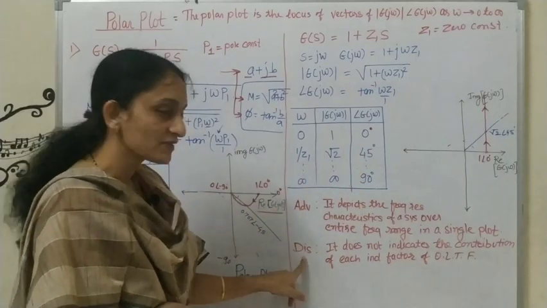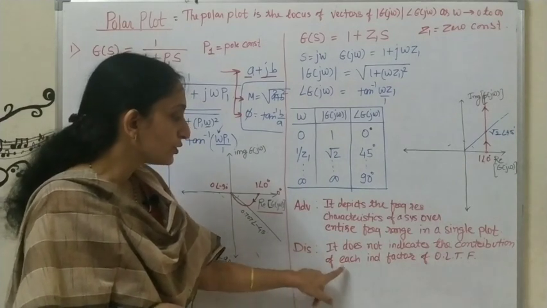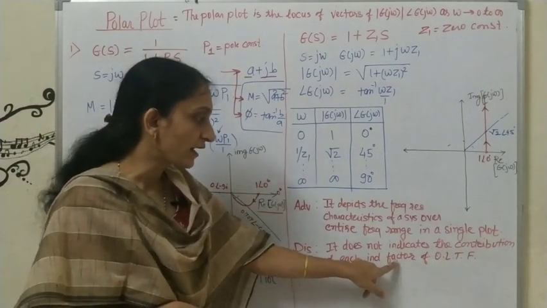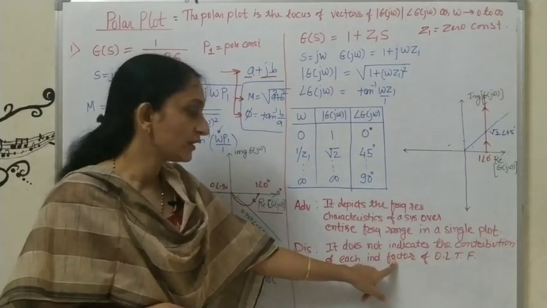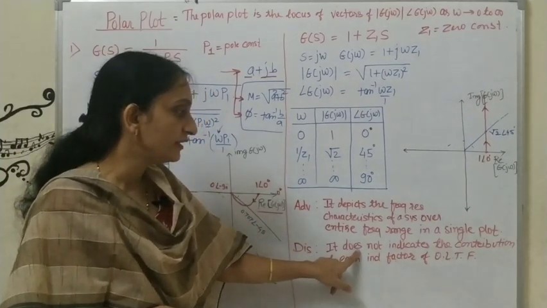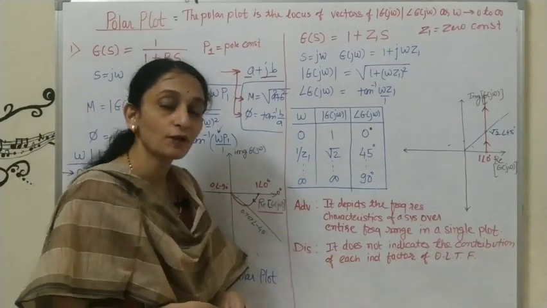So what is the disadvantage? It does not indicate the contribution of each individual factor of the open loop transfer function. This is the major disadvantage of the polar plot, that it does not indicate the contribution of each individual factor of the open loop transfer function.